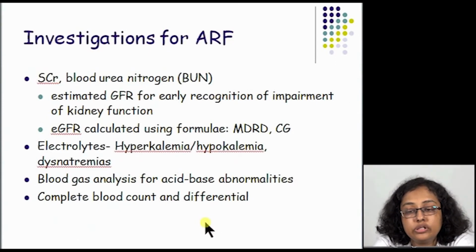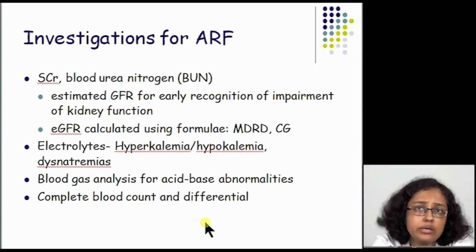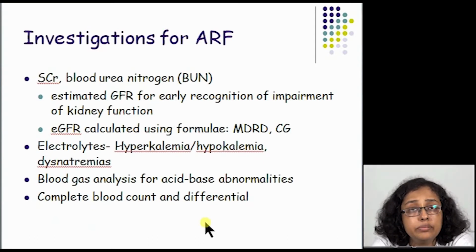Now, what other investigations do you need? So, diagnosis of ARF is simple. Urine output, the serum creatinine and the blood urea nitrogen. Based on that, you calculate the estimated GFR. But you need to look at certain other things.